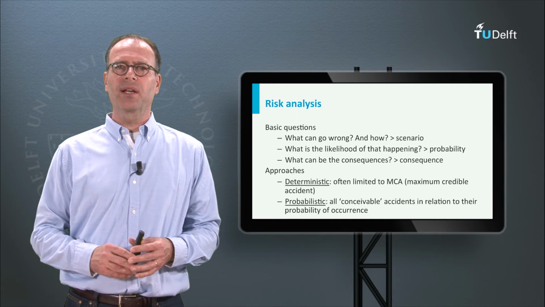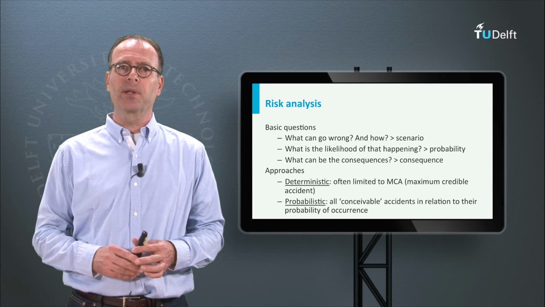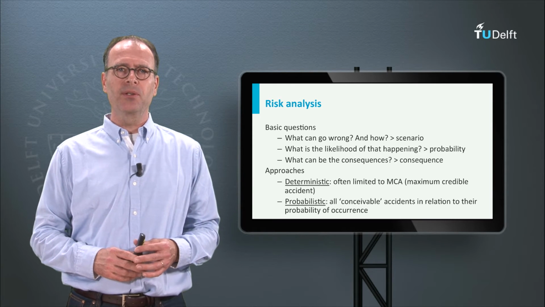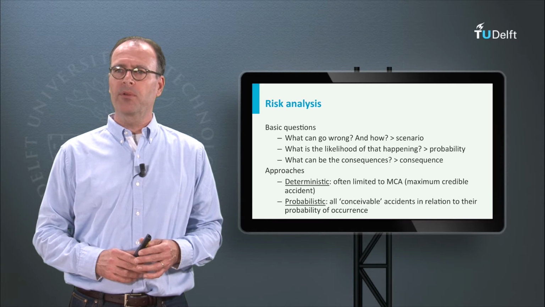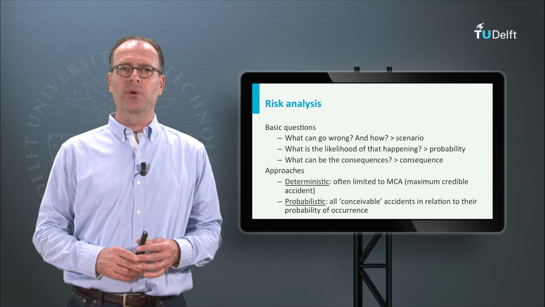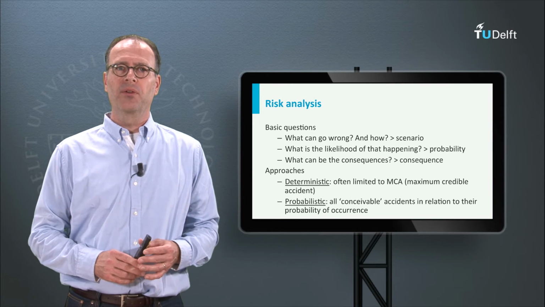With regard to risk analysis, there are two approaches, the deterministic and the probabilistic approach. The deterministic approach is often limited to preventing the maximum credible accidents, like the exposure of the core of a nuclear reactor or a truck containing a hazardous chemical running into a building.